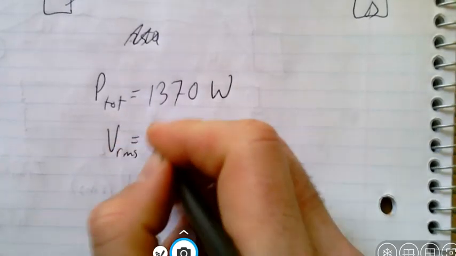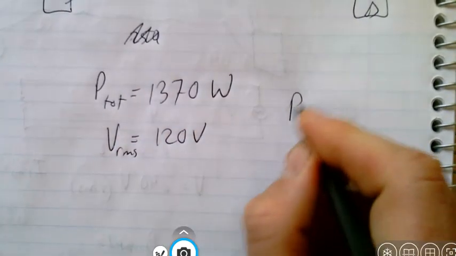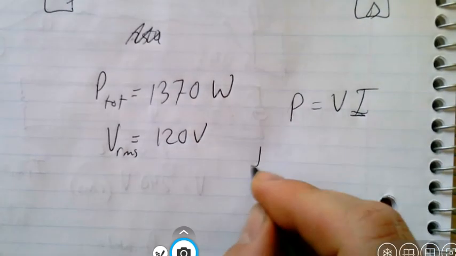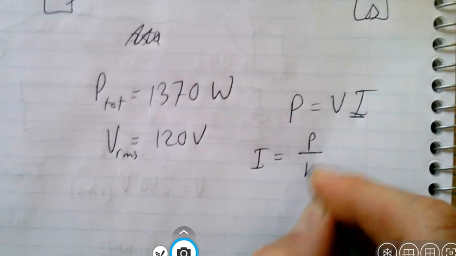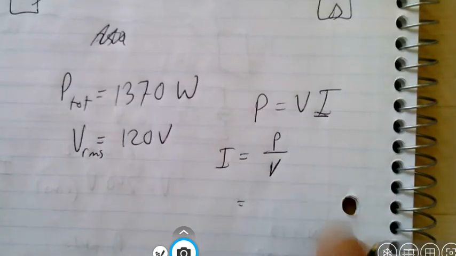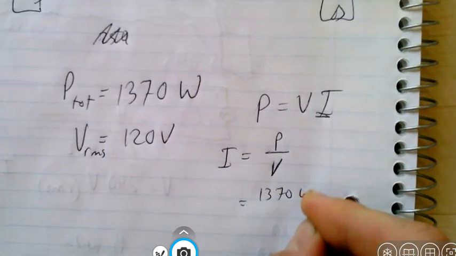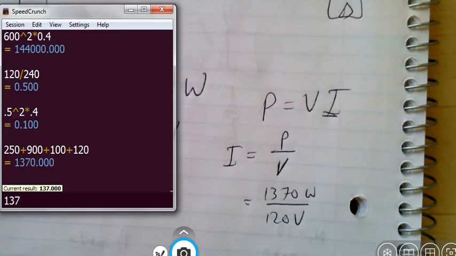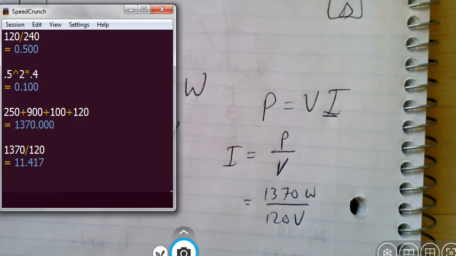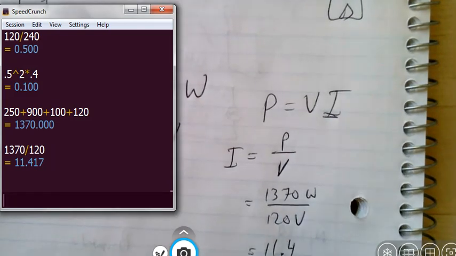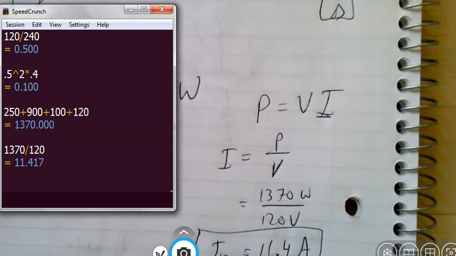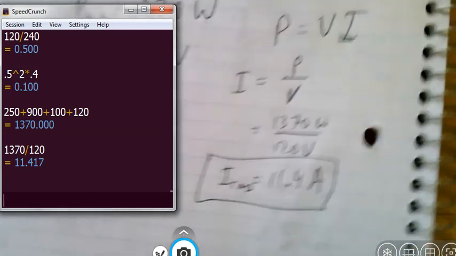So if our voltage that we normally use, our RMS voltage, is equal to 120 volts, we can use P equals VI, where of course V and I are now RMS values, to solve for I, which is going to be P divided by V. If we do that here, P, which is 1370 watts, divided by 120 volts, is going to give us 11.4 amps. So the I RMS is going to be 11.4 amps. So I would say you're safe. You're not going to blow the circuit just yet.